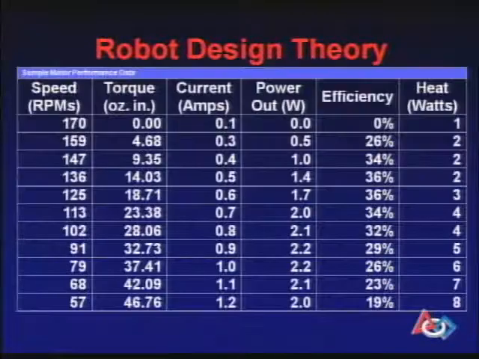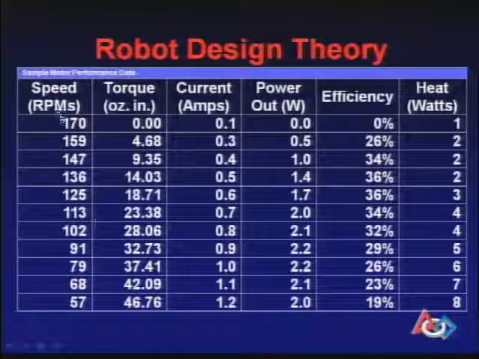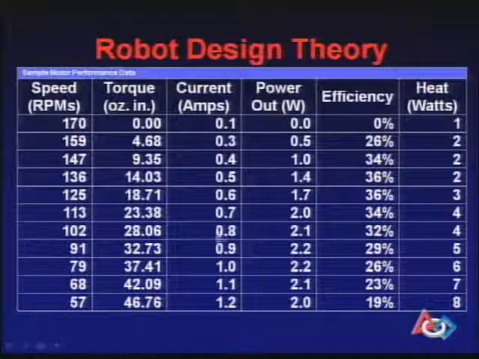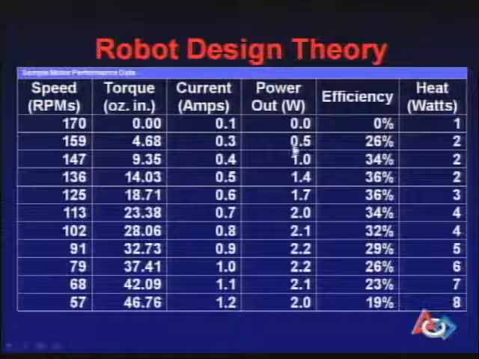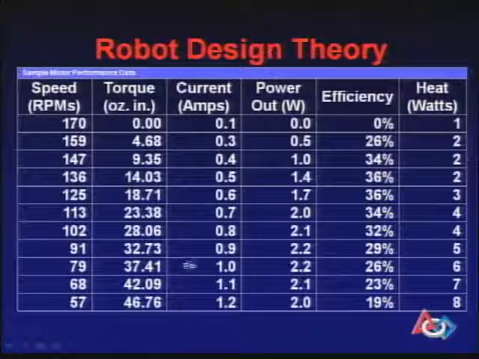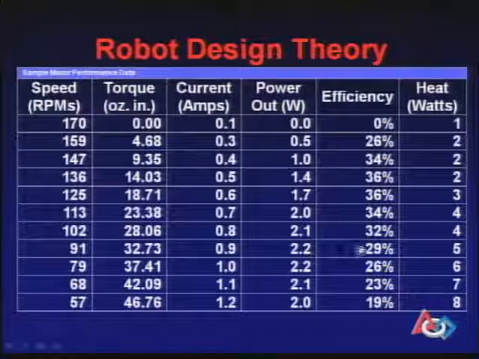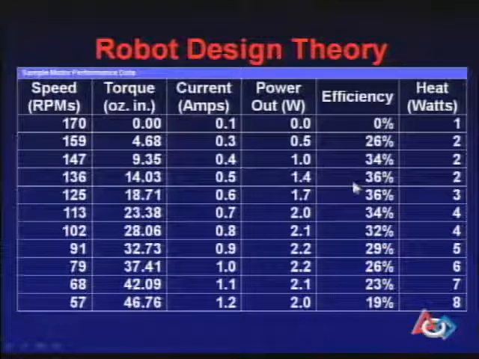And let's look at these in the form of a chart here. This is a sample motor, a small electric motor. You'll notice that on this chart, as the speed goes down and you're applying more torque, you're drawing more current from the motor. And here again, we have the power out. The peak power occurs somewhere between 80 and 90 RPM, and the peak power here is about 2.2 watts, mechanical power. And the efficiency, you see the peak efficiency is somewhere around 120 RPM at about 35%.